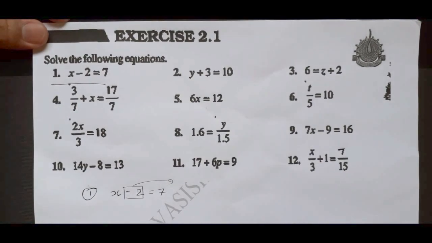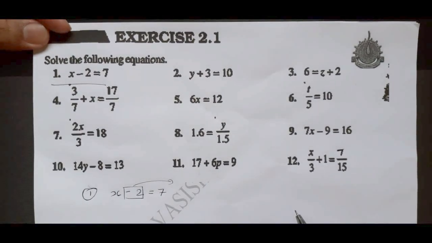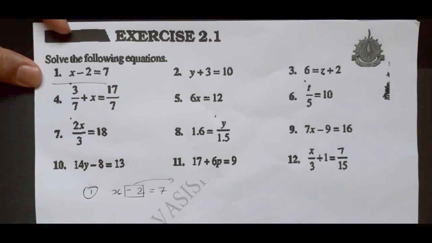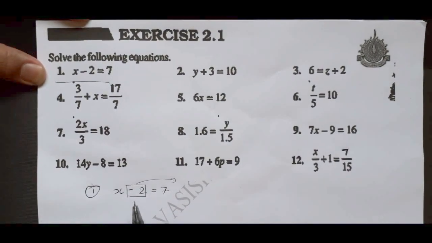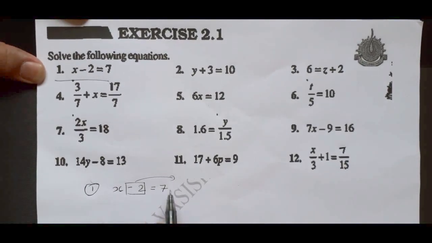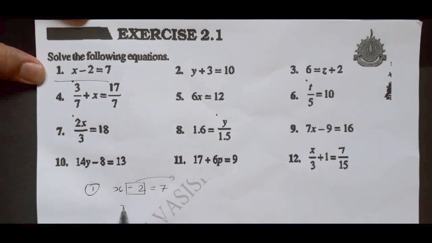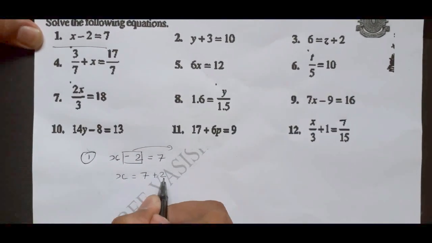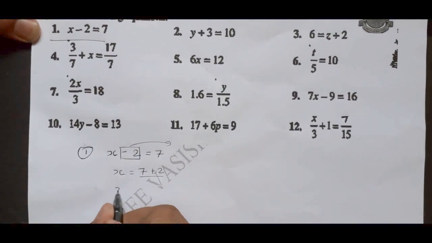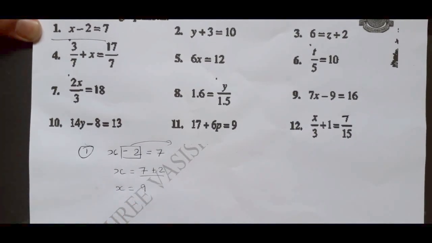Okay, so today we are going to begin with exercise 2.1. Solve the following equations. The first equation is x minus 2 equal to 7. Here this minus 2 will be transposed to the RHS side. So it will be x is equal to 7 plus 2. So 7 plus 2, answer will be x is equal to 9.